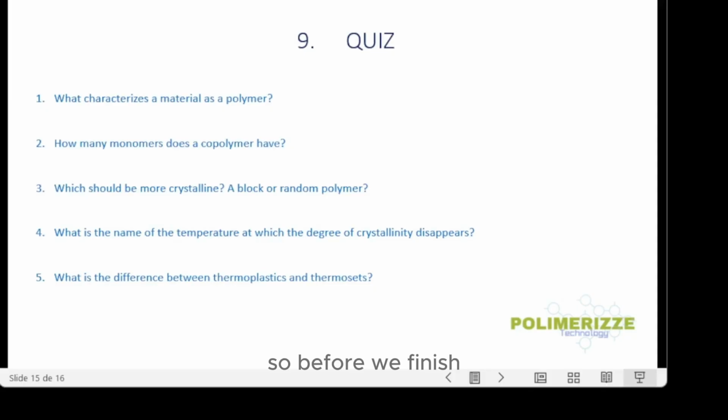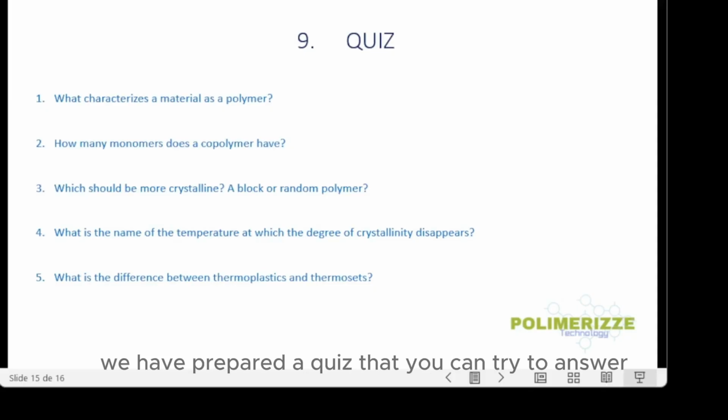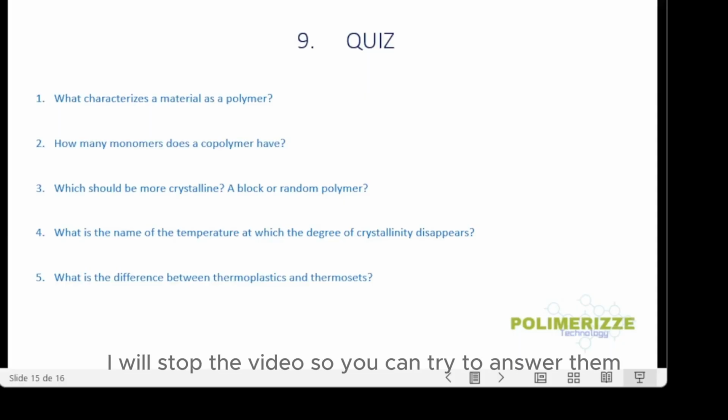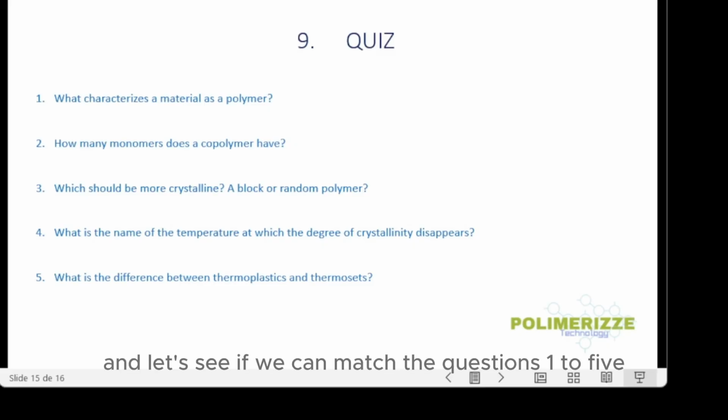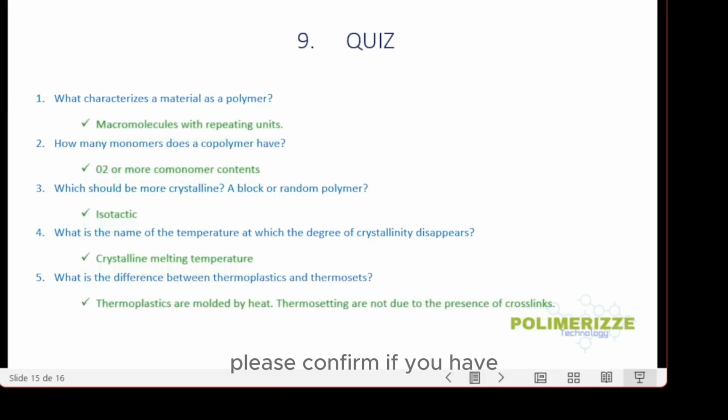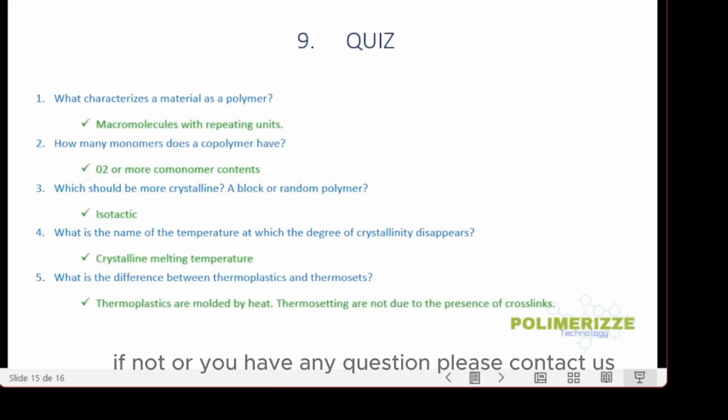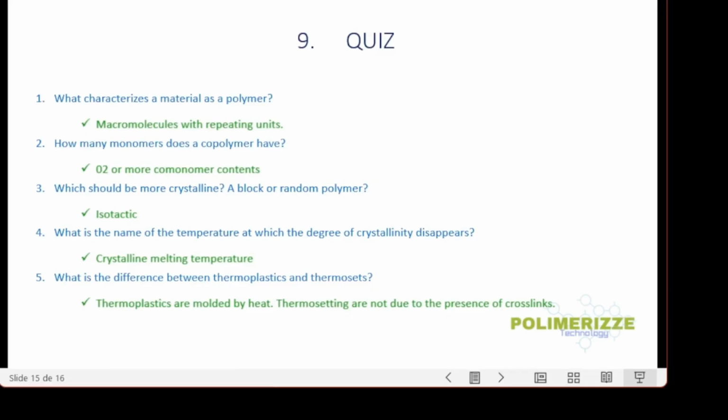So before we finish, we have prepared a quiz that you can try to answer. I will stop the video so you can try to answer the questions, and we will see if we can match our answers. Okay, 3, 2, 1. Okay, there you go. Hope you had time to answer the questions. Let's see if we can match the questions 1 to 5. Please confirm if you have answered the same. If not, or you have any question, please contact us.